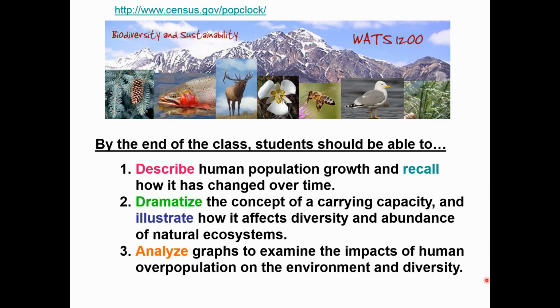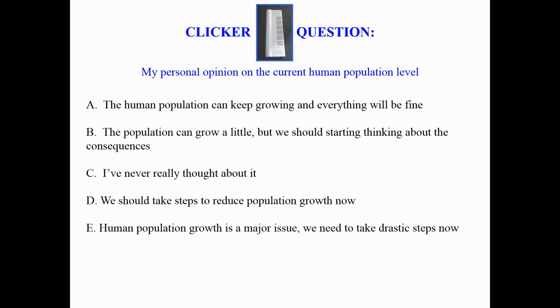By the end of this class, you should be able to describe human population growth and recall how it's changed over time, dramatize the concept of carrying capacity, and illustrate how it affects diversity and abundance of natural ecosystems, and analyze graphs to examine the impacts of human overpopulation on the environment and diversity.